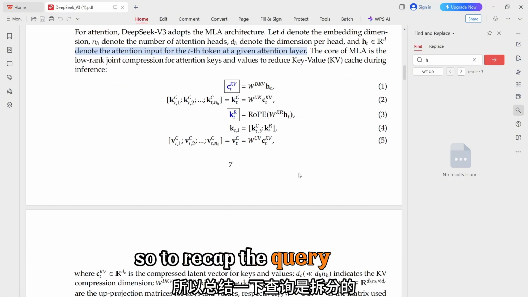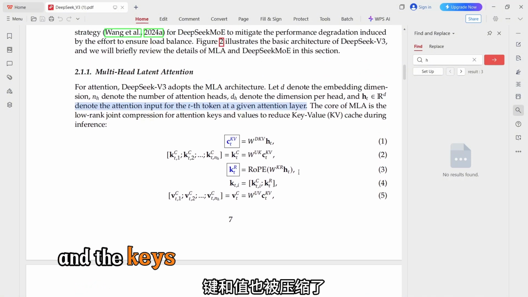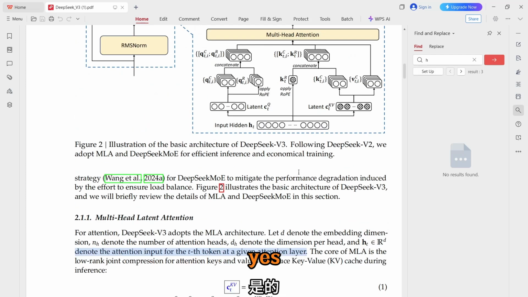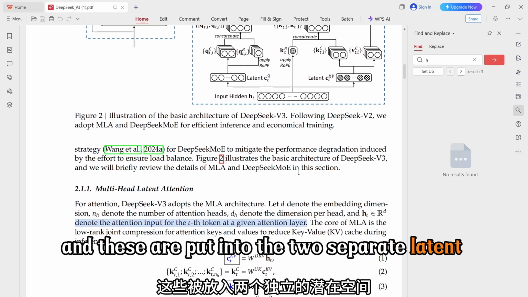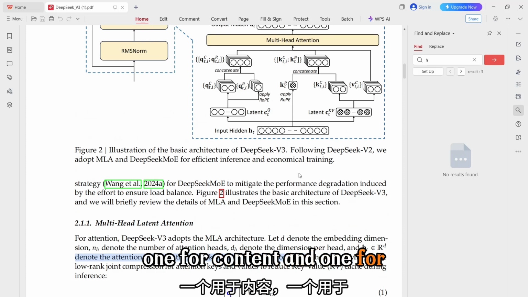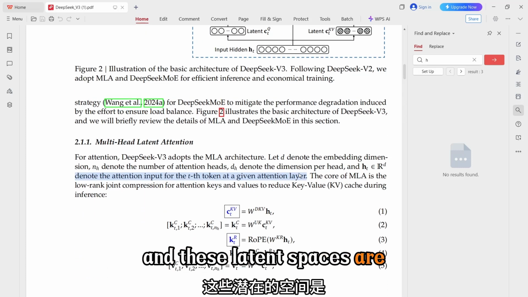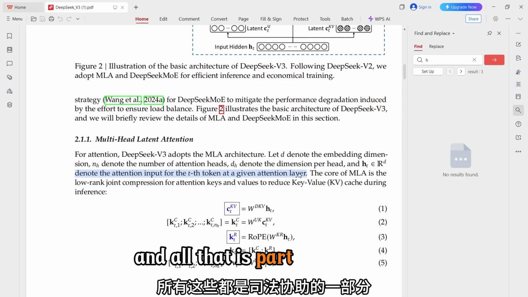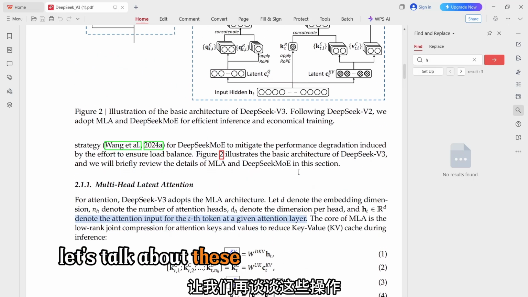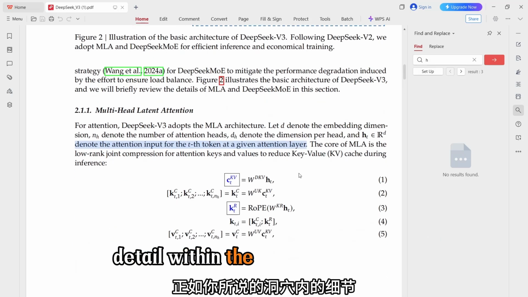So to recap, the query is split, and the keys and values are also compressed. Yes, and these are put into the two separate latent spaces, one for content and one for key value pairs. And these latent spaces are really important for efficiency, and all that is part of the MLA. Exactly. Now let's talk about these operations in a little more detail within the cave, as you put it.